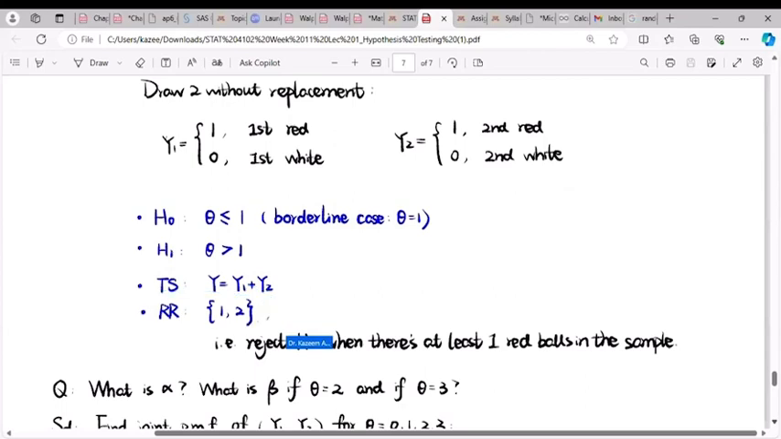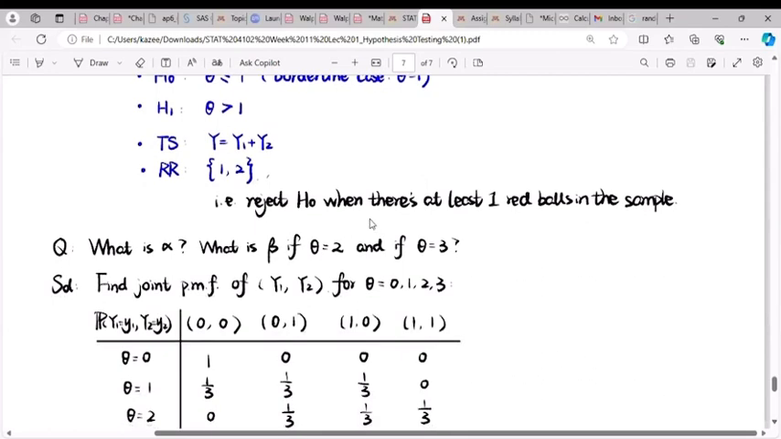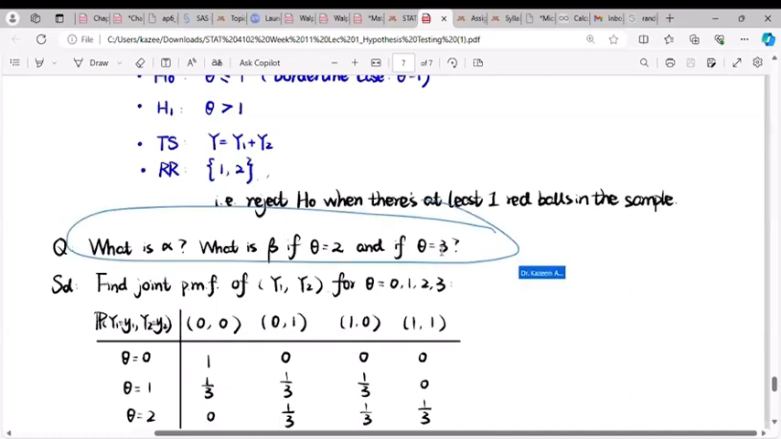Now, if you have a rejection region 1, 2, which is telling you to reject H naught when there's at least one red ball, we can ask you to find what is alpha here and what is beta, if theta is 2 and theta is 3. You want to answer what is the probability of type 1 error and the probability of type 2 error if theta equal to 2 and theta equal to 3.